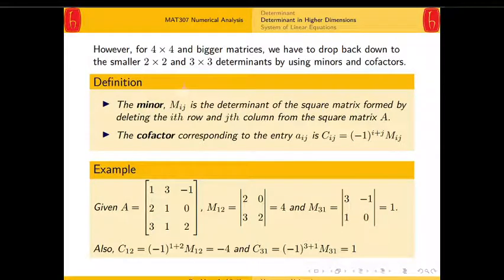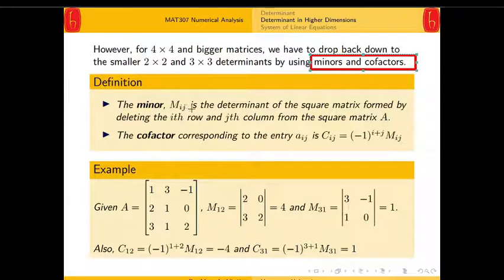Okay, in particular, if we have larger matrices like a 4 by 4 matrix, or any matrix bigger than 4 by 4, okay, then we have to drop back down to the smaller matrices, 2 by 2 or 3 by 3 matrices, to take the determinants by using minors and cofactors. Okay, so minors and cofactors will be introduced next. First, the minor Mij is the determinant of a square matrix formed by deleting the ith row and jth column from the square matrix A.